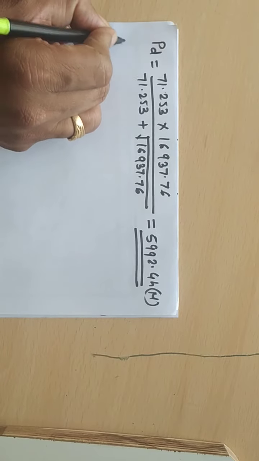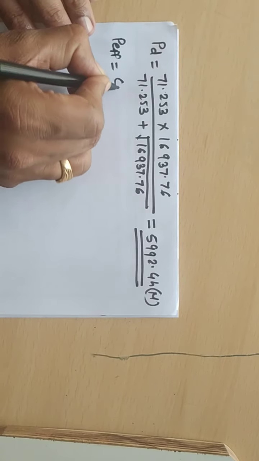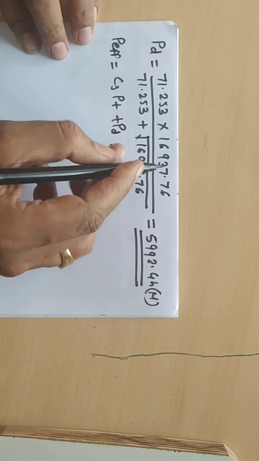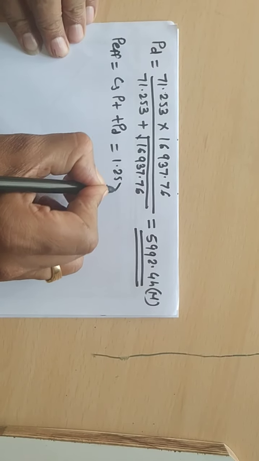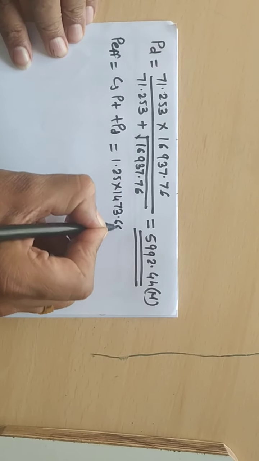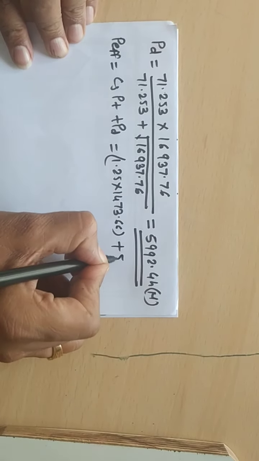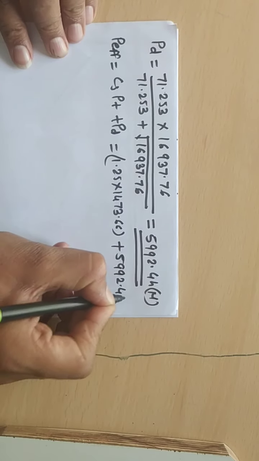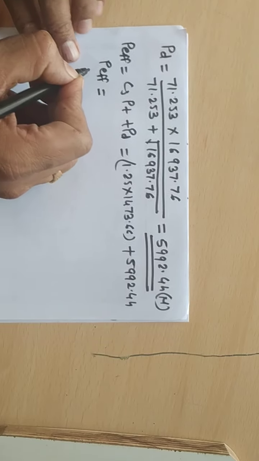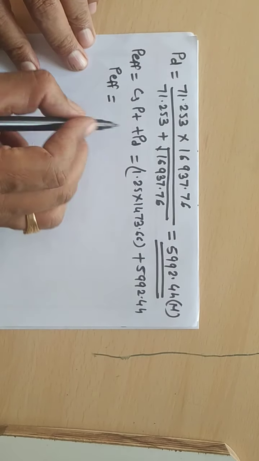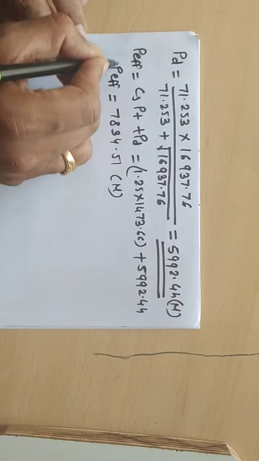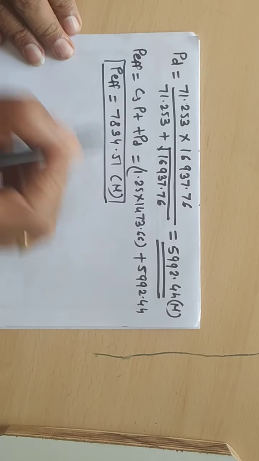Then you have to find out effective load here. Effective load, that is CS into PT plus PD. CS is given in the numerical, that is 1.25 into PT. PT is calculated 1473.66 plus PD. PD is calculated 5992.44. We have to find out effective load, P effective. You have to find out the value of P effective, that is effective load. It is 7834.51 Newton. This is the value of effective load.